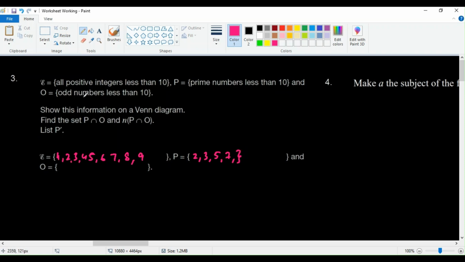When it comes to O, odd numbers less than 10, that means you have 1, 3, 5, 7, and 9. So these are the three sets that you'll be working on.